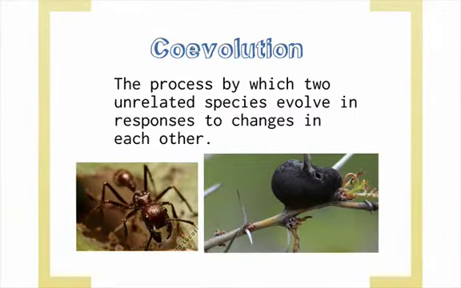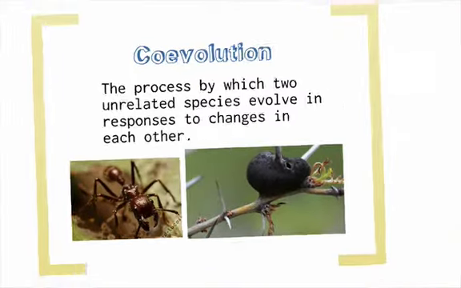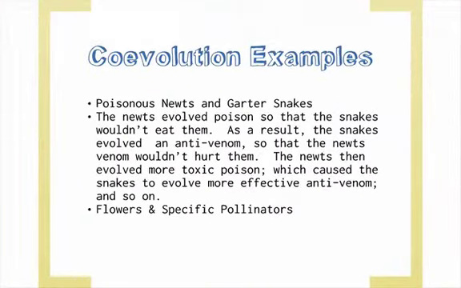Okay, next up is coevolution, which is the process by which two completely unrelated species evolve in response to changes in each other. Okay, for example, we'll give poisonous newts, kind of like salamanders, and garter snakes. First, newts started out with a poison so that the snake wouldn't eat them. Okay, so if the snake ate them, the snake would die.